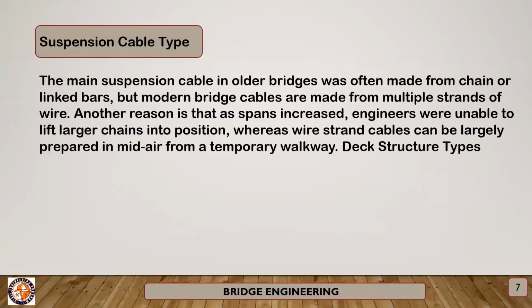Next is the suspension cable type. The main suspension in older bridges was often made from chain or link bars, but modern bridge cables are made from multiple strands of wire. Another reason is that as span increased, engineers were unable to lift larger chains into position, whereas strand cables can be largely prepared in mid-air from temporary walkways.